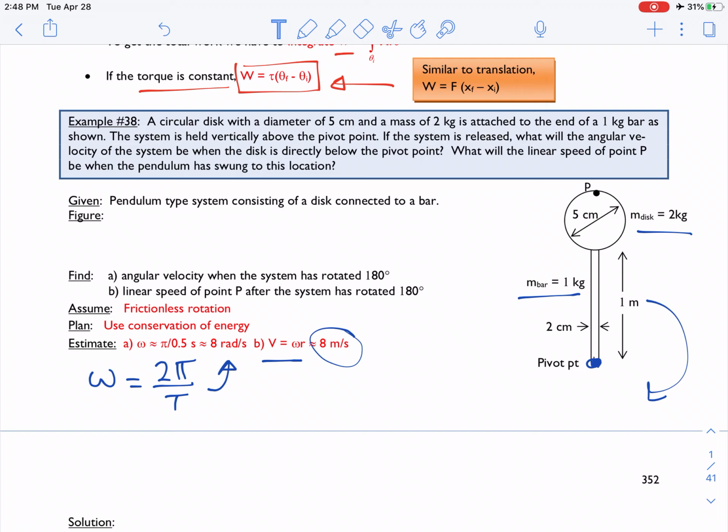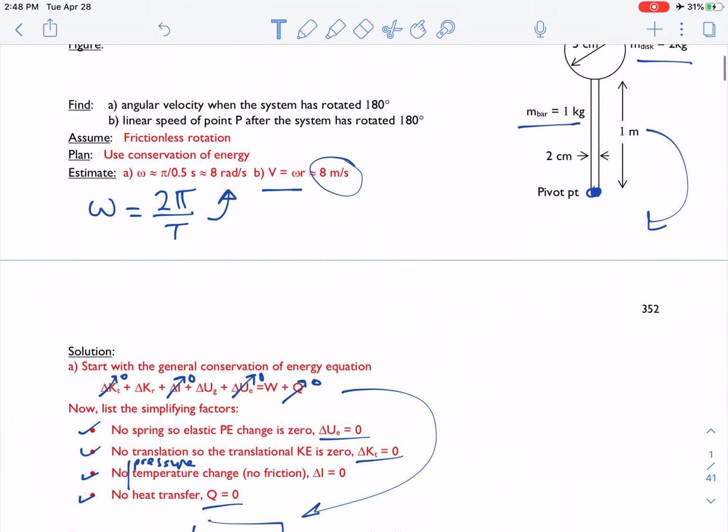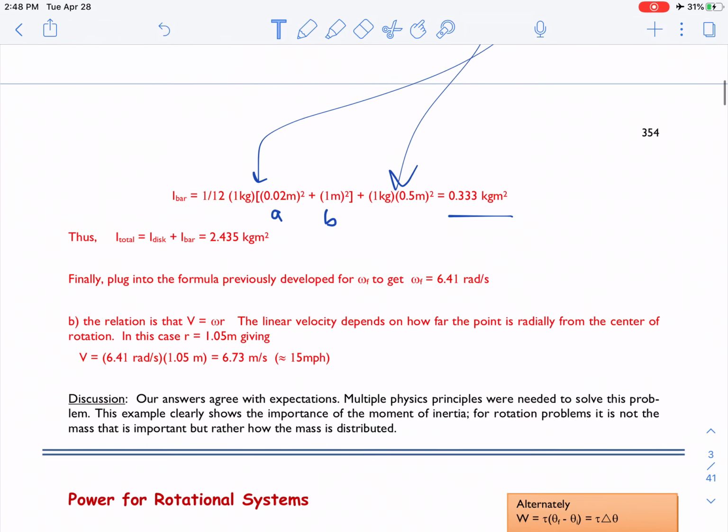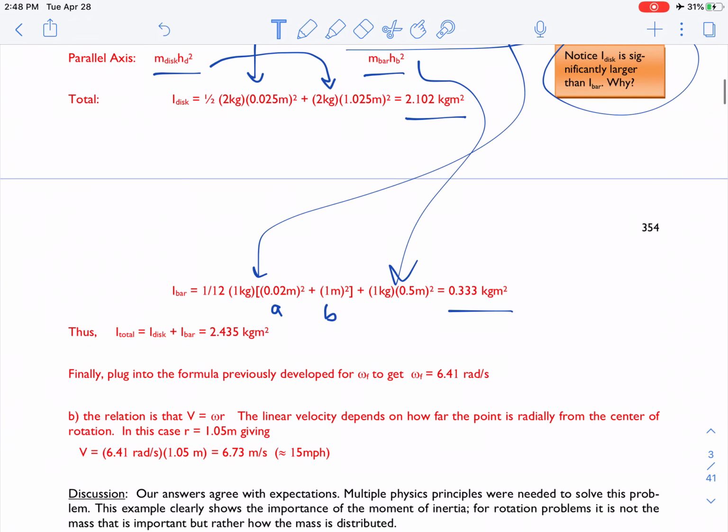The disk is much farther away from the pivot point, so the distribution of mass is much farther. Remember that inertia will increase when you locate the mass at a farther location. So that's the reason the inertia of the disk is much bigger than the bar's, right?